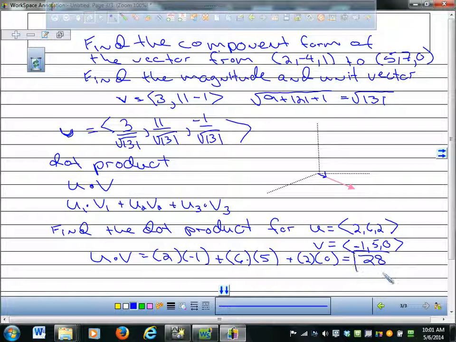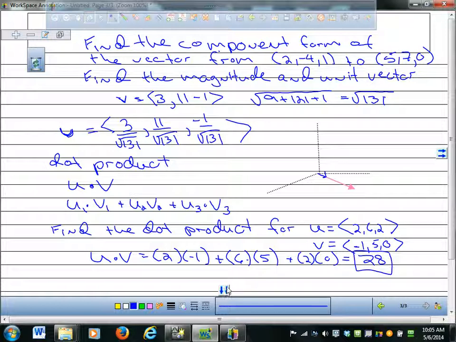And what does that tell you? It tells you what you get if you multiply those 2 vectors together. But it's useful if you're trying to find the angle between 2 vectors, which I'm going to talk about now. 28 would be the dot product.